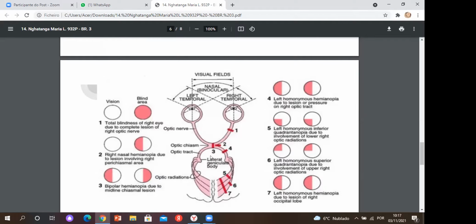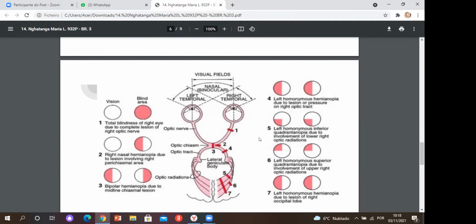Anopia. If the patient has a tumor of the hypophysis, the patient does not have vision in the bitemporal fields, left and right. If the nervus opticus is compressed, for example by a tumor of the orbit, if we have a tumor of the eye, anopia.